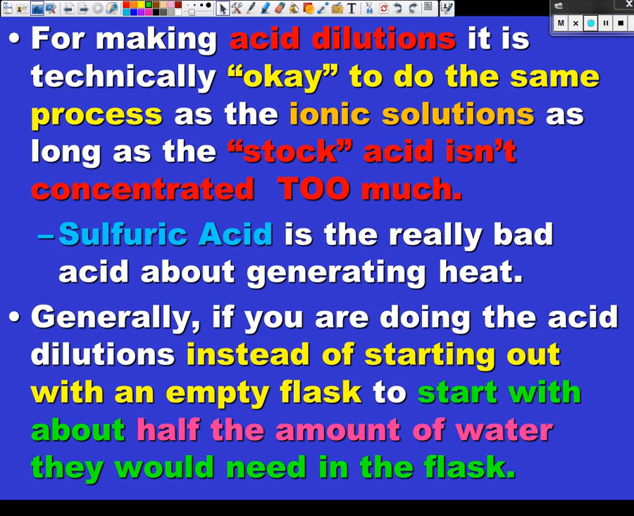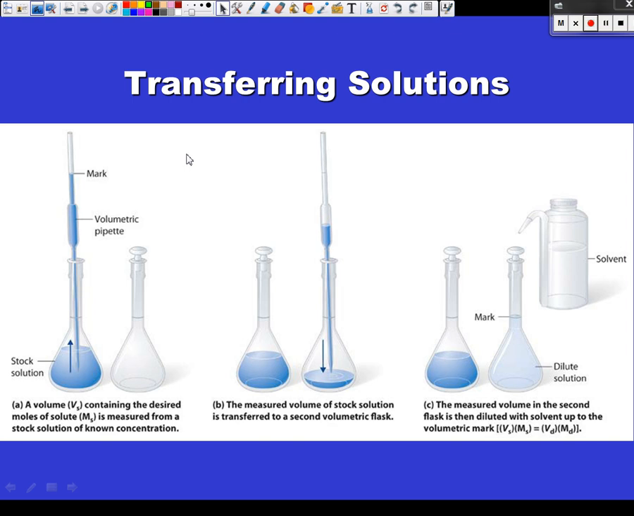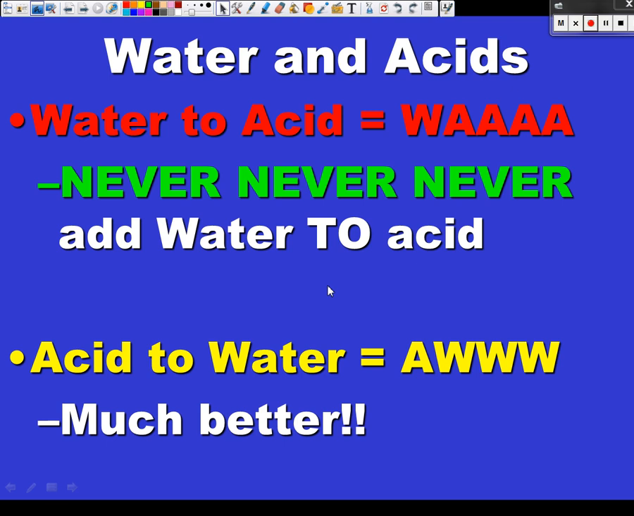Okay? So, previously, I'm going to go back one slide. Look up here with your eyeballs. We had a stock solution and an empty flask. We poured the stock solution into the empty flask and then filled it up with water, right? If this had been a strong acid or a dangerous acid, instead of starting with an empty flask, we would have had it about half full of water, poured the acid in, and then filled it up. And let's ask why. This is why.